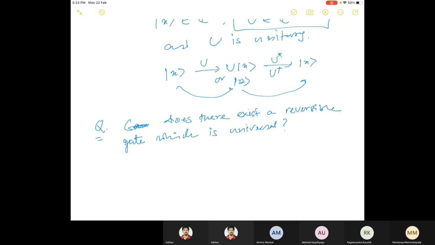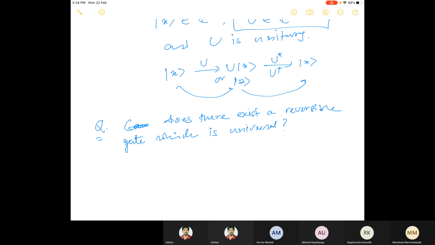So the question is, does there exist a reversible gate which is universal? That's the question. And the answer is yes. There are gates which are reversible as well as universal. One example of a very simple reversible gate is a NOT gate.